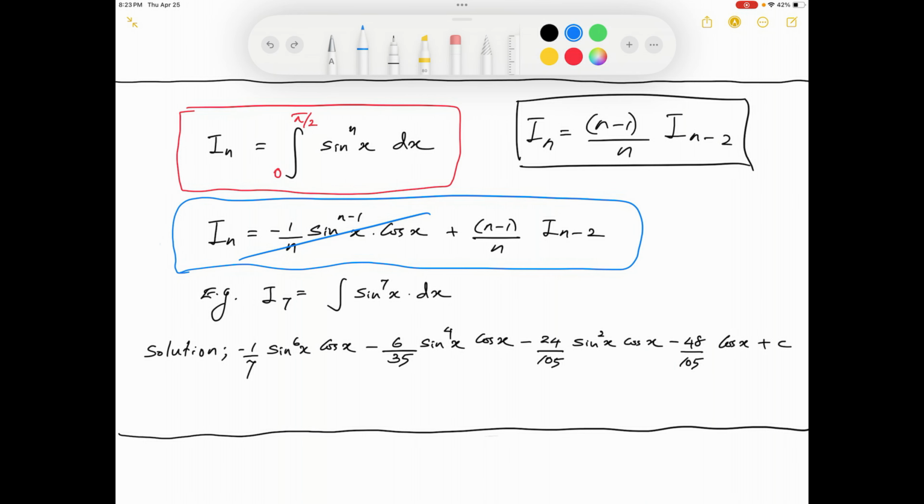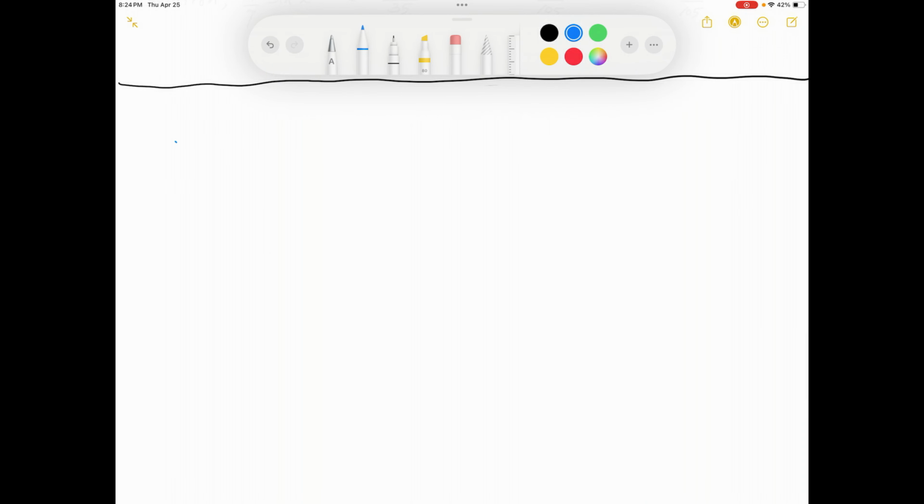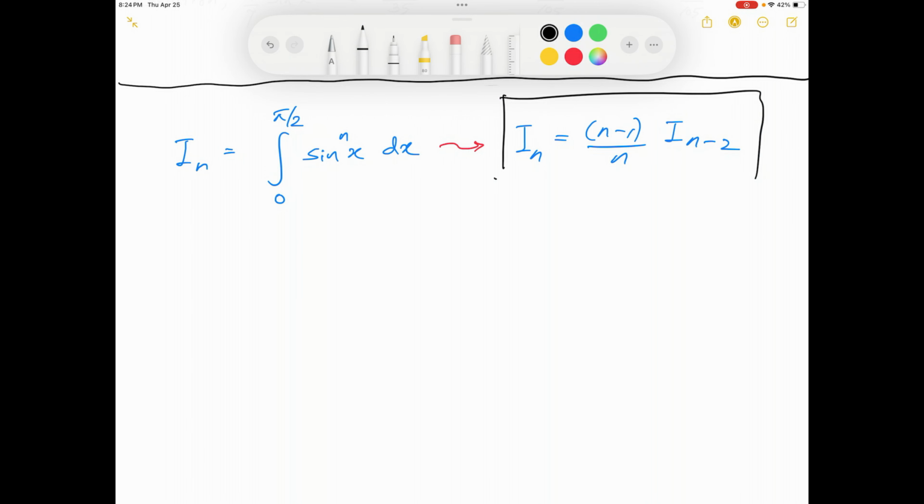Alright, let's pay attention to the given integral and also the limits and thereby the new reduction formula. Let's say I need to integrate from 0 to pi over 2 sine nth power x dx. Now, because of these nice limits, we know that our reduction formula has reduced to a finer form. I sub n is now equal to n minus 1 over n times I sub n minus 2.